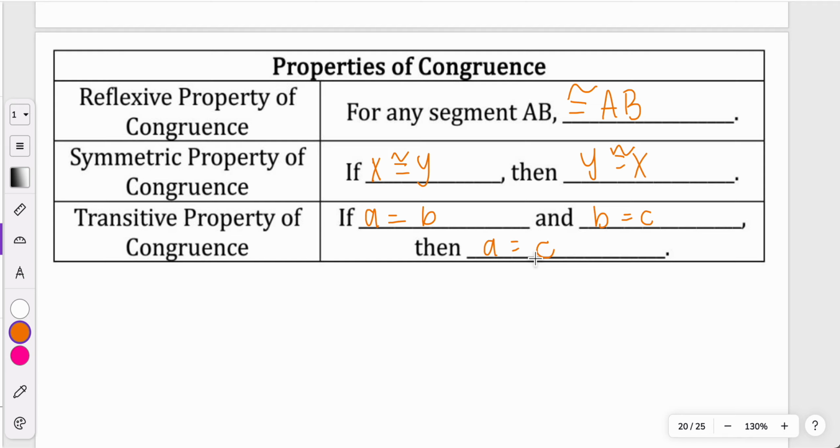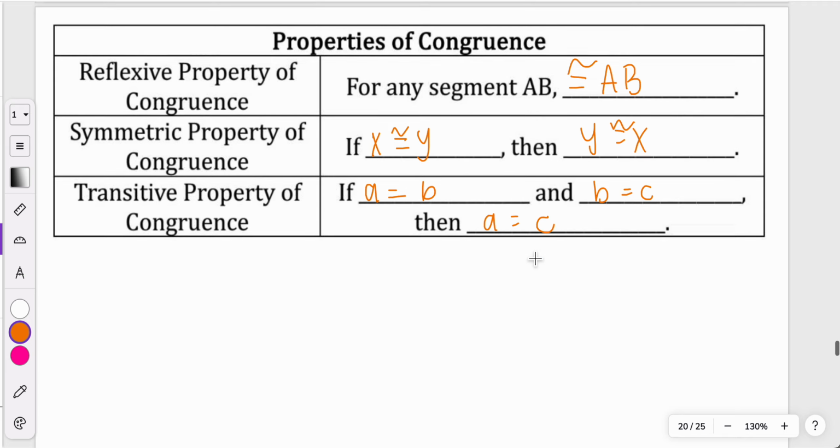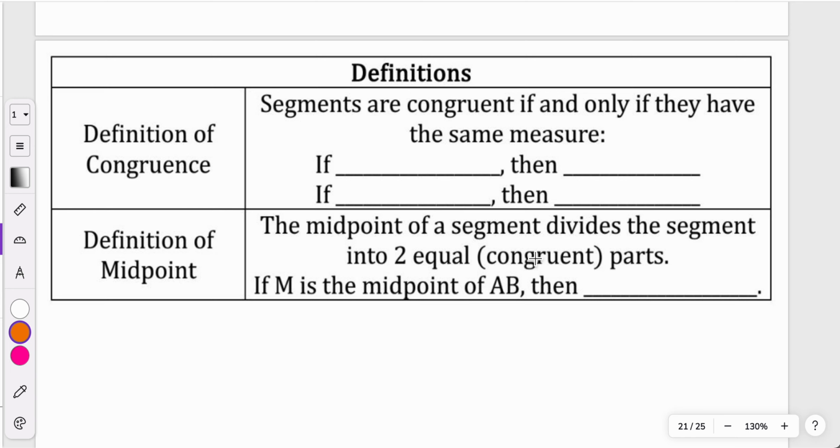So make sure you have that filled in, and then we're going to talk about 2 more definitions. The definition of congruence is a way that you can provide a reasoning in your proof. So for example, if I have segment AB, I can say that's congruent to BC. Then that means AB is equal to BC. You can also use this reasoning if you are choosing the measurement of angles. So if the measurement of angle A is congruent to the measurement of angle B, then angle A is congruent or equal to angle B.